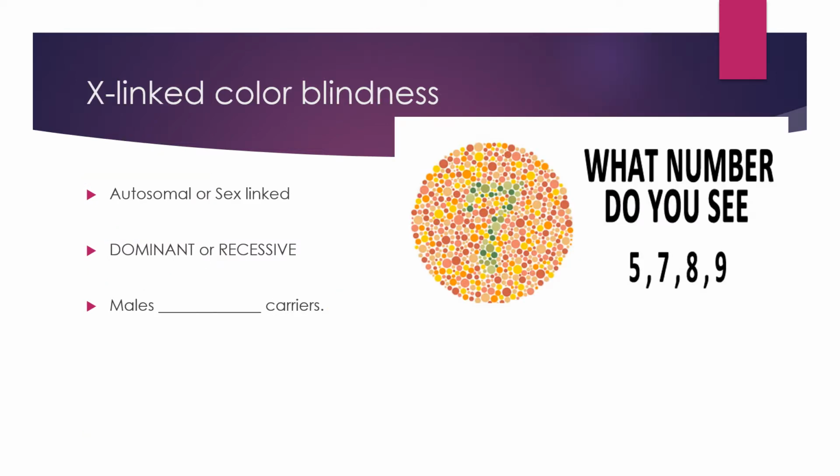Great, so let's talk about X-linked color blindness. This is what we call a sex-linked disorder, and that's because it is carried on the X chromosome. So it's on the sex chromosome, particularly the X chromosome. It's associated with the X chromosome here, and it is going to be recessive.